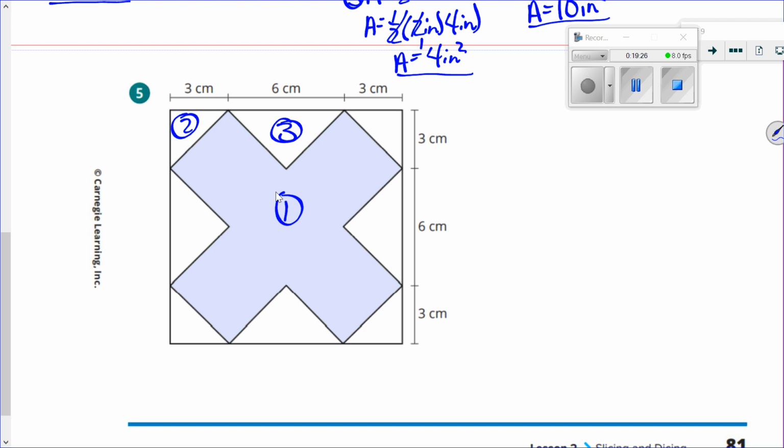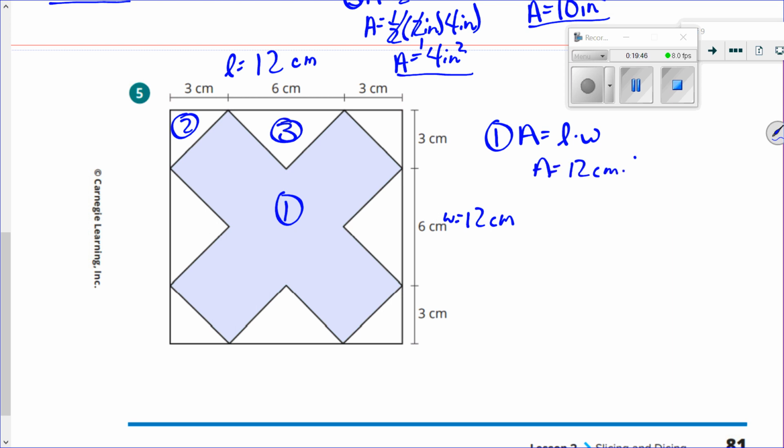So on this one, I have a square. So my first area is just length times width. So they didn't actually add it all up for me, but if I did, this is 12 centimeters for my length. This is also 12 centimeters for my width. So I'm just putting those 2 in. 12 centimeters times 12 centimeters, or 144 centimeters squared. That's our first one.